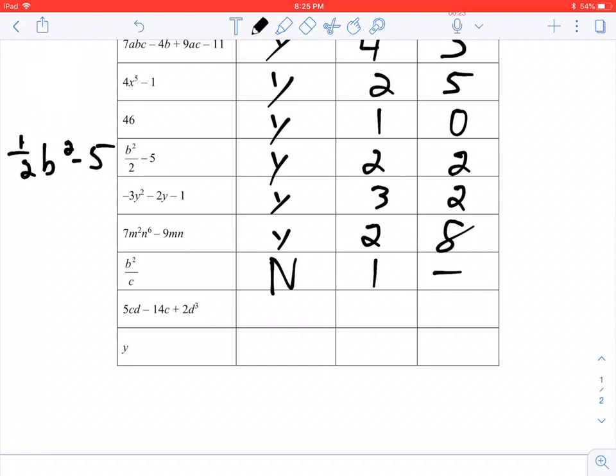Moving to the next one, you can see the C is to the first, D to the first, C is to the first here, and this is D to the third right there. So that's going to be our highest power. Is this a polynomial? The answer is yes. How many terms does it have? It has 3. And the highest power within each of the terms is going to be 3. The last one is a polynomial. There is one term, and the power of this is y to the first, so the degree is 1.